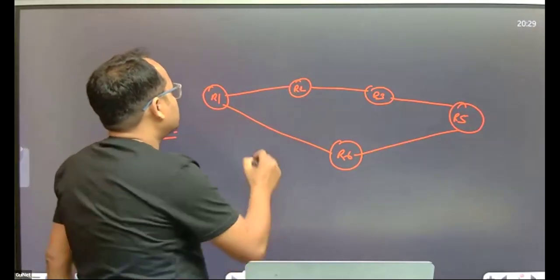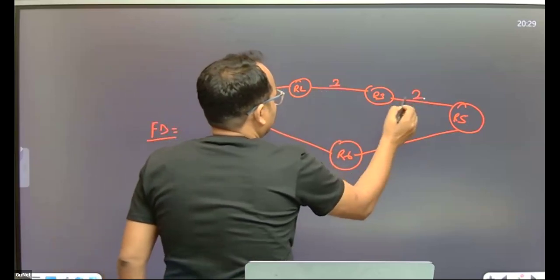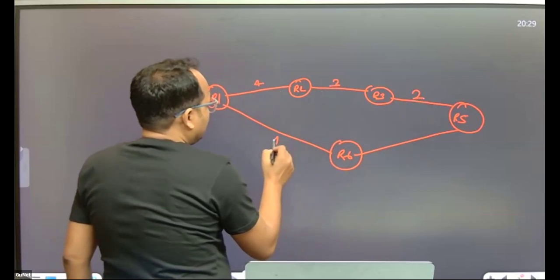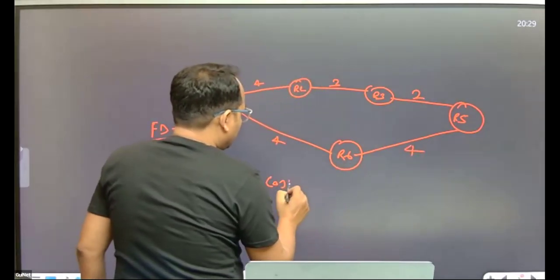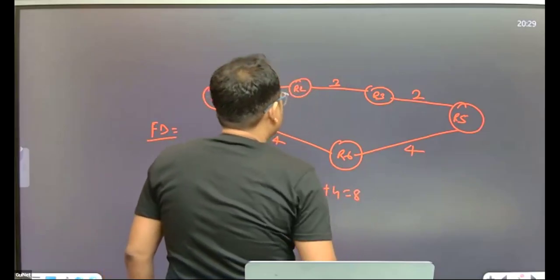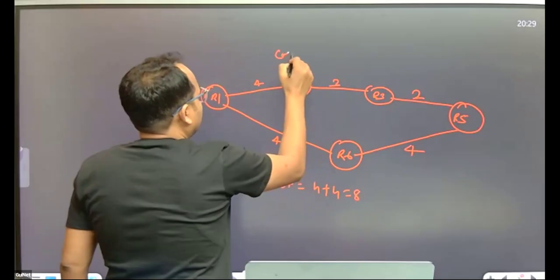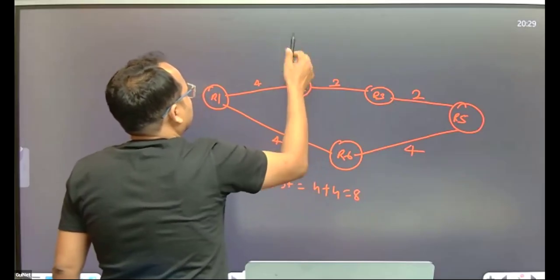The metric. Let's suppose this metric is 4, this is 3, this is 2, this is 4 and 4. So what is the cost of this path? Total metric, 4 plus 4 is going to be 8, and this is the cost or metric. Cost is not the correct word, we should use the metric.